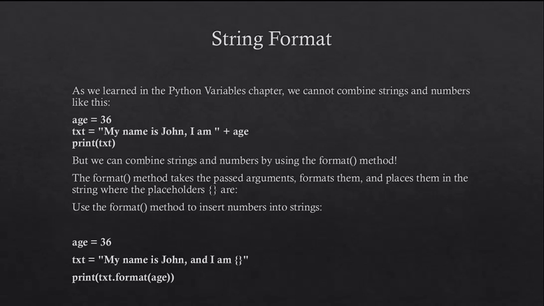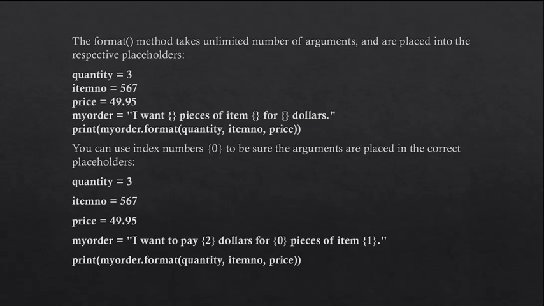The format method takes the passed arguments, formats them, and places them in the string where the placeholders with the curly brackets are. We can use the built-in format method to insert numbers into a string. For example, age is equal to 36, text is equal to "My name is John, and I am" with curly brackets empty. Now we print text.format(age), which will be placed in the curly brackets: My name is John and I am 36.